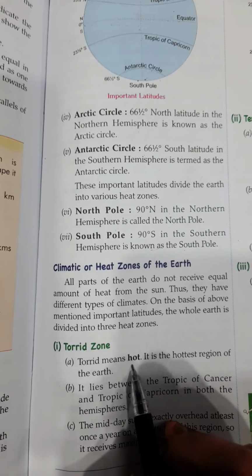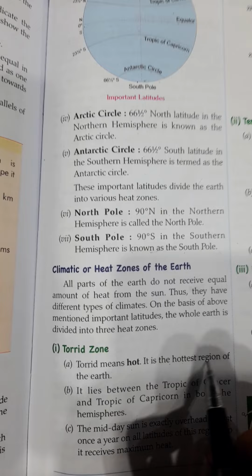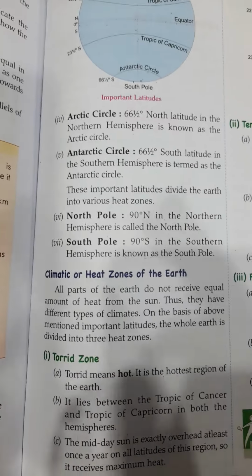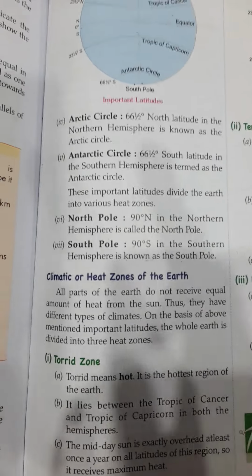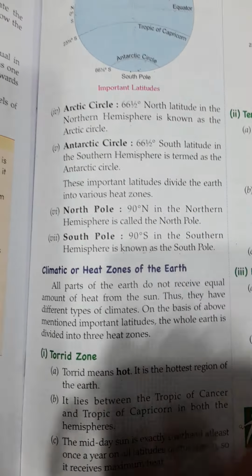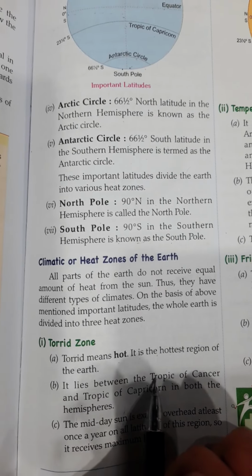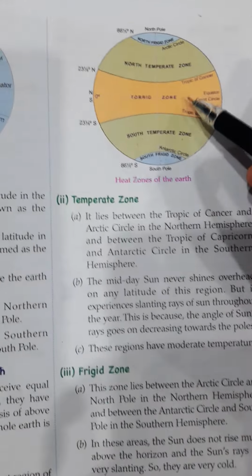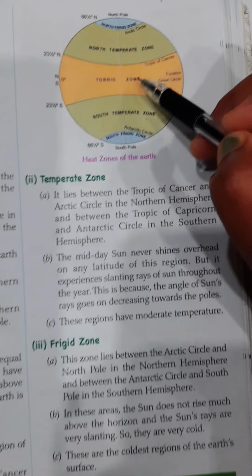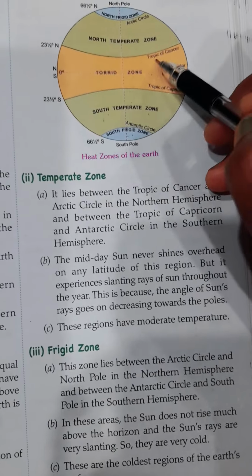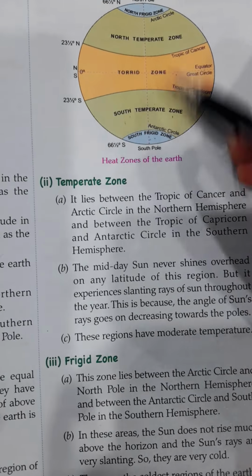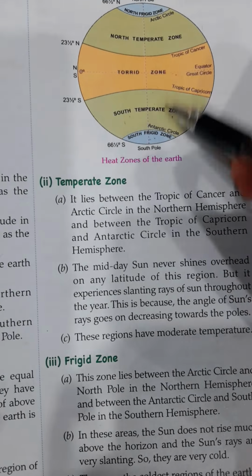Torrid means hot. It is the hottest region of the earth. Beta, just remember, the torrid zone is the hottest region of the earth. It lies between the Tropic of Cancer and Tropic of Capricorn in both hemispheres. You can see the picture. Torrid zone, you can see here, torrid zone. It lies between the Tropic of Cancer and Tropic of Capricorn in both hemispheres. Clear, students?